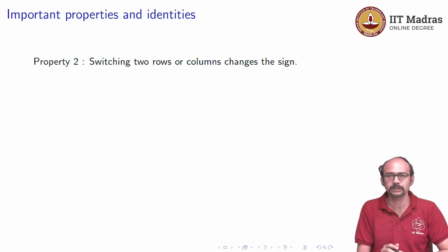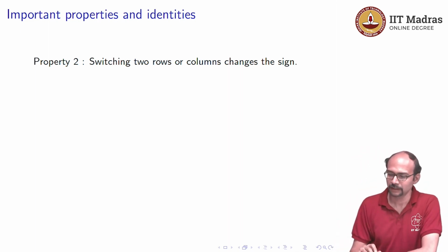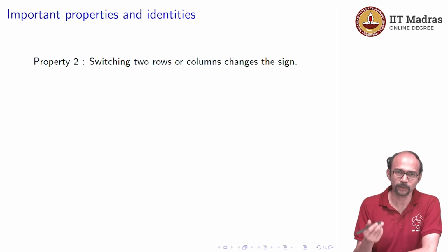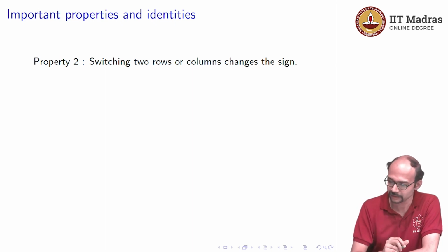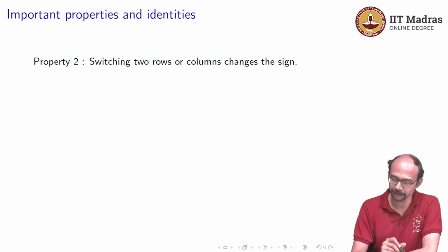So again, we have checked this property for 2 by 2 and 3 by 3 matrices, or rather I have checked it for 2 by 2 and I hope you have for 3 by 3. So switching two rows or columns changes the sign of the determinant.